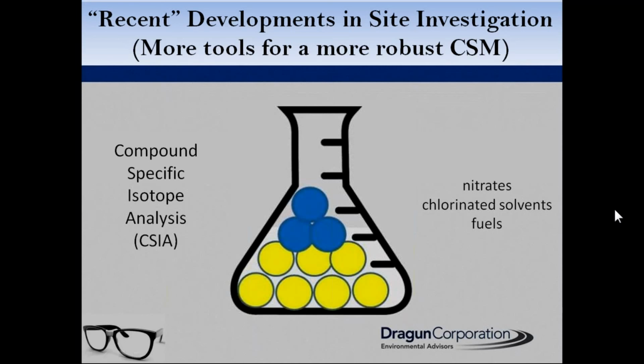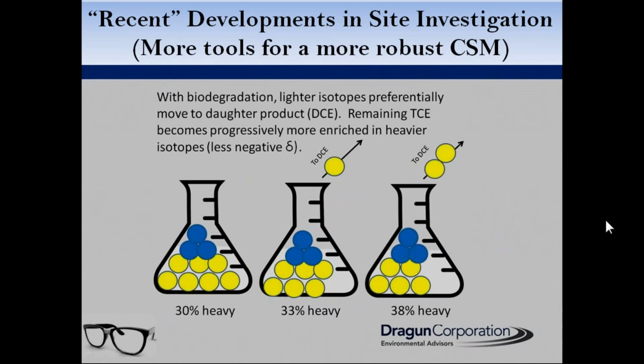So this is a sketch that I made to demonstrate what happens with TCE. This isn't to scale and it's not exact, but it gives you an idea that, say, we start with TCE in a flask and it's got 7 light isotopes and 3 heavy isotopes. This might be isotopes of carbon or isotopes of chlorine.